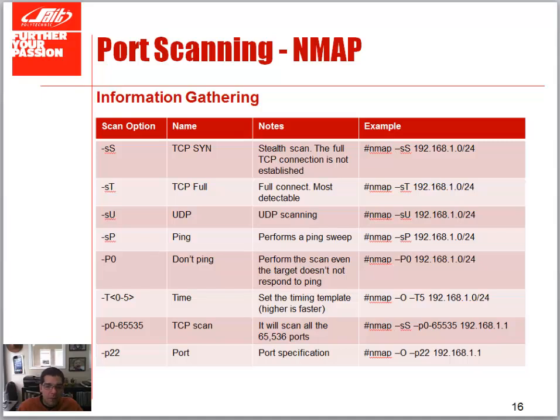Dash capital T specifies the timing; higher is faster. Basically the default is -T5, try that now. And the other option is specifying the range of ports that you want to scan, could be from 80 to 180, for example. And it could be targeting only one port, like port 80, port 8080, something like this.